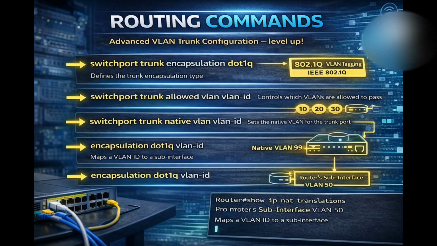Now, switchport trunk native vlan ID. This sets the native VLAN for the trunk port. Traffic in the native VLAN is sent untagged across the trunk.